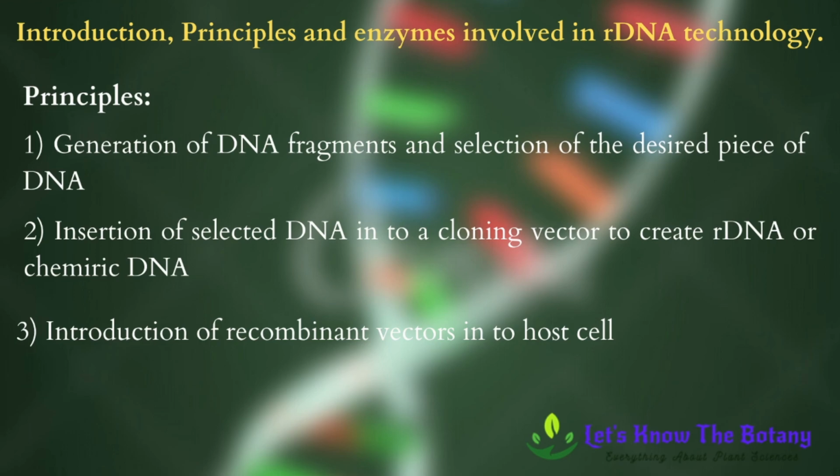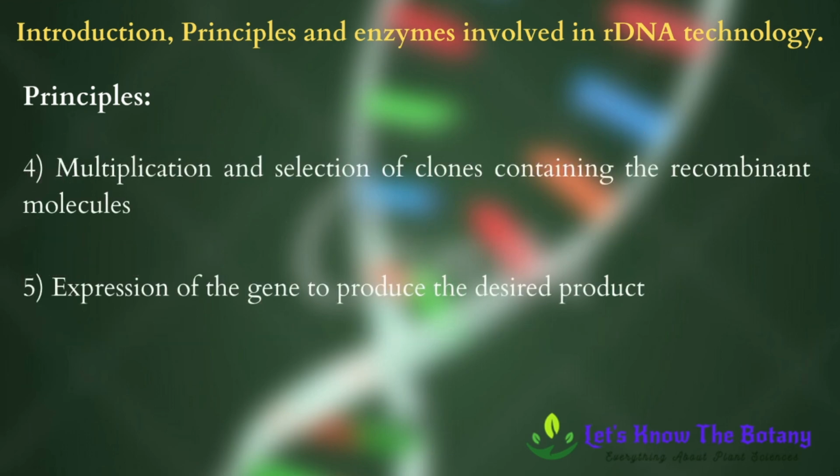We are going to discuss these different vectors in detail in our other videos. This mediator, that is the vector, is useful for inserting the sequence of selected characters, which will create rDNA or chimeric DNA. Then the third principle, that is introduction of recombinant vectors into the host cell. The rDNA is then introduced into the host cell, which will further attach to the host DNA, and the selected characters are transformed into the host cell.